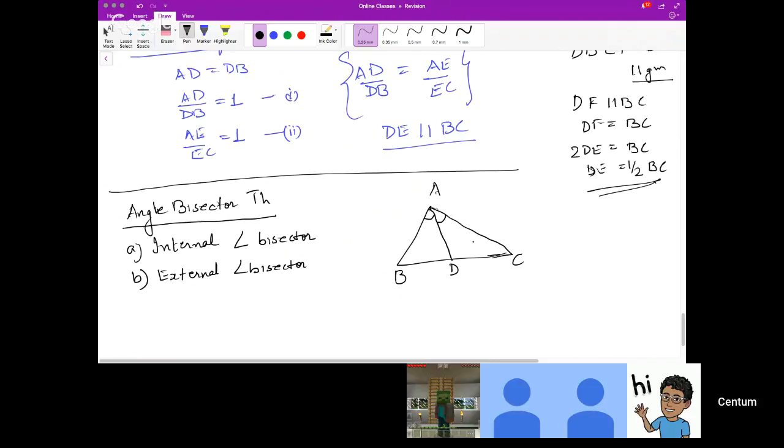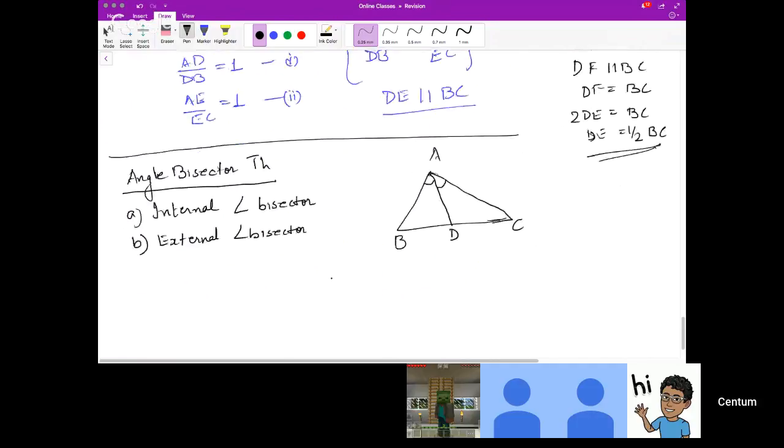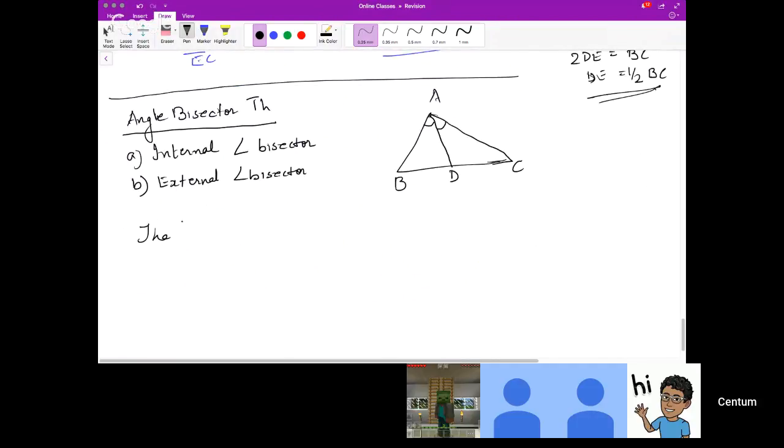Now, the internal angle bisector theorem says: prove that the internal bisector of an angle of a triangle divides the opposite side internally in the ratio of the sides containing the angle.